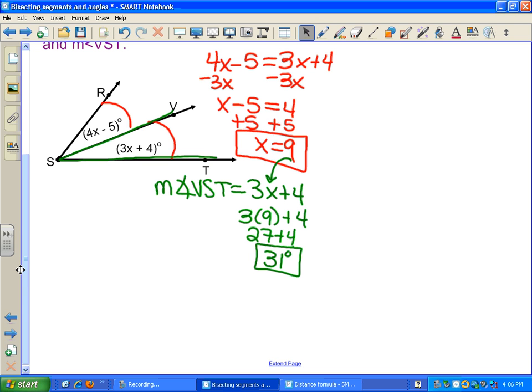So there you have it. There's some information about angle bisectors and segment bisectors.